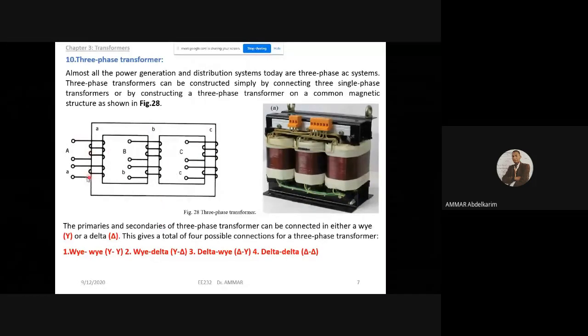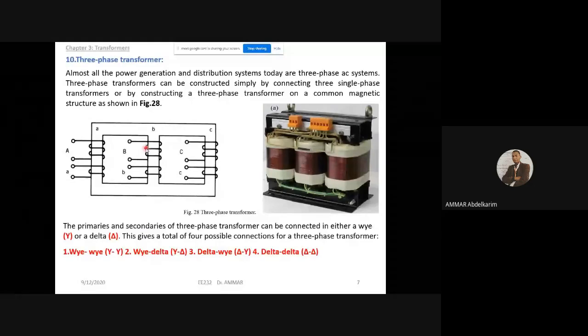So this is the core of a three-phase transformer. This one is the primary, this one is the secondary of the first phase, this one is the primary, and this one is the secondary of the second phase. And this one is the primary, and this one is the secondary of the third phase. This figure shows the construction of a three-phase transformer, either by connecting three single-phase transformers, or by constructing a three-phase transformer in a common magnetic structure, as shown here.